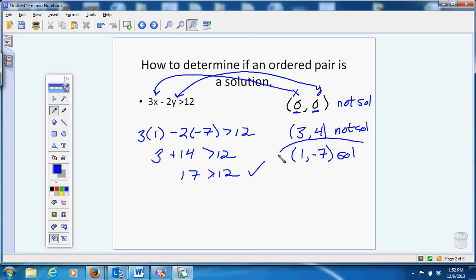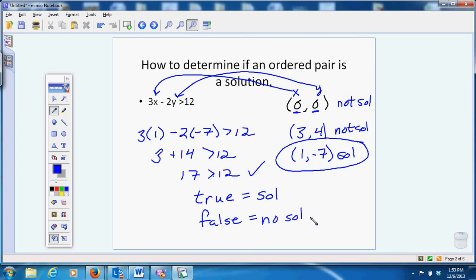And that's how you determine if an ordered pair is a solution to an inequality in two variables. You're simply plugging in x for x, y for y, and then determining if the inequality at that point is true. If it is true, then it is a solution. If it's a false statement, then it is not a solution to that inequality. Okay, let's continue.